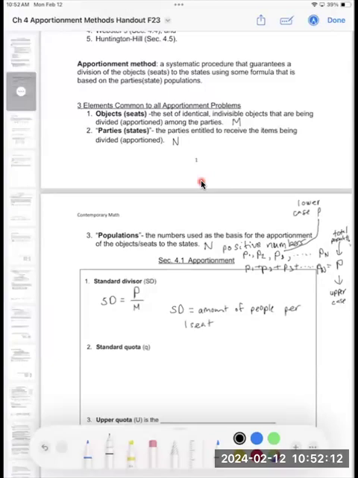I'm just going to point out here, this is the total population, and you know that this fraction bar means division. So we take the total population and divide by the number of seats to get this standard divisor. If I wanted to write this out in words, the standard divisor is the ratio of the total population to seats.